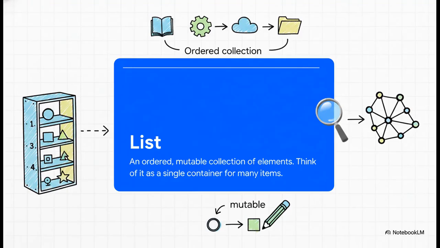So, what exactly is a list? Well, it's an ordered, mutable collection of items. Ordered just means the items stay in the exact sequence you put them in. And mutable? That's a fancy word. That means you can change it, add things, remove things, anytime you want. The best way to think about it is like a single container, kind of like a bookshelf with numbered slots, perfect for holding all your related items together.